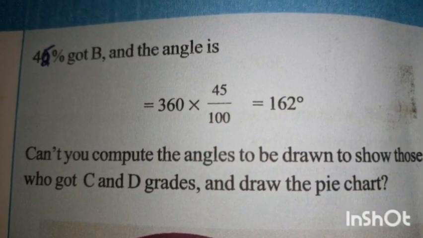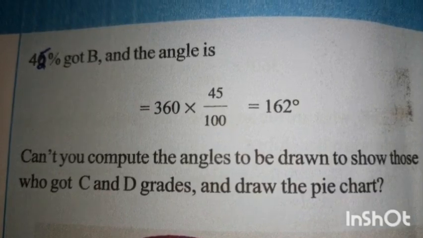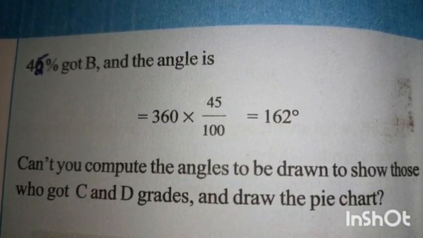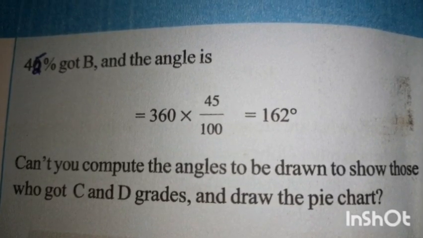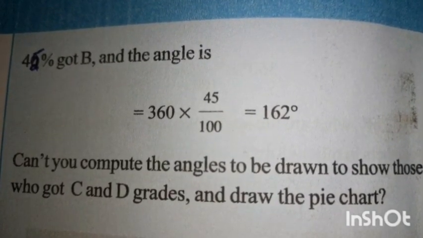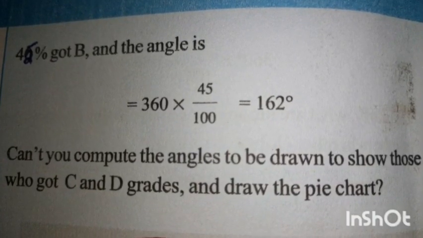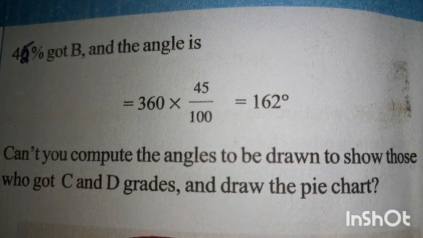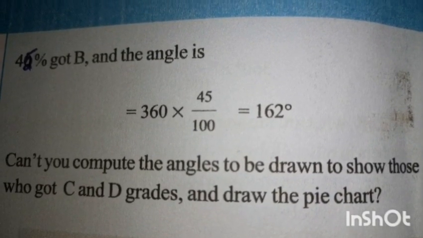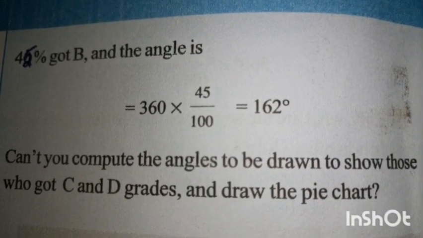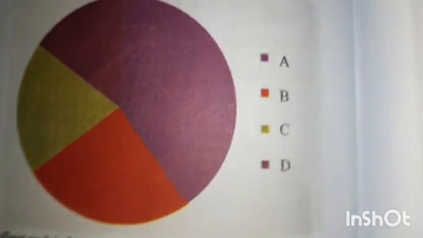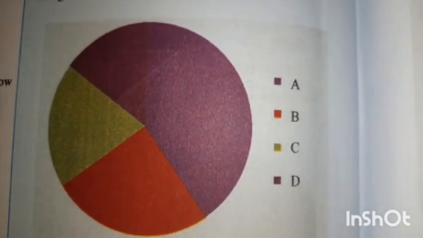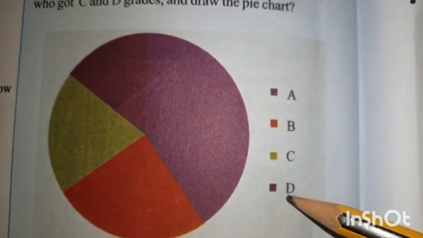45% got B grade. You have to find out the angle by multiplying 360 into 45%. 45% means 45 by 100. So you are getting 162 degree. Like this you have to compute the others also. If you compute the other grades like this, you will get a pie chart of this form. You can identify grade A, grade B, grade C and grade D.